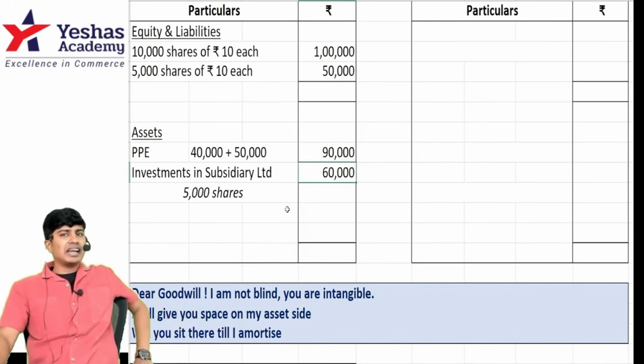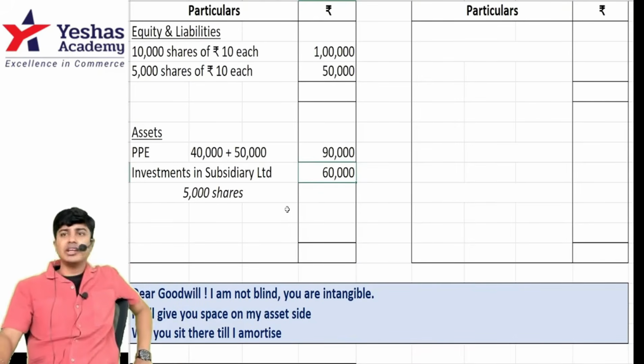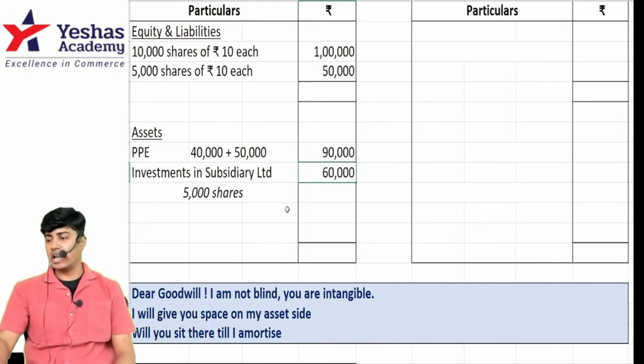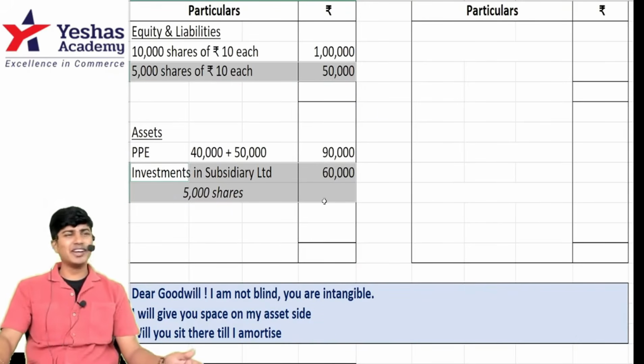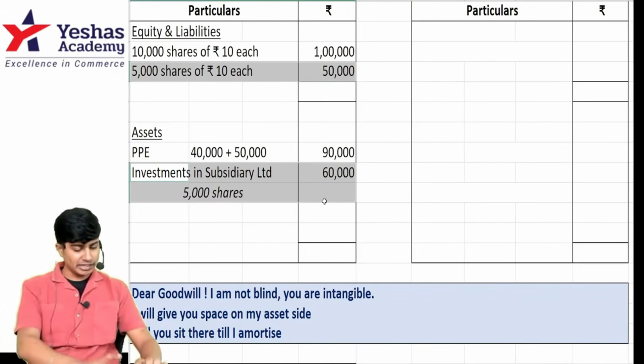Does it tally? 1 lakh plus 50, 1 lakh 50. 90 plus 60, 1 lakh 50. But I cannot write this as well as this. It is not nice. Why write the same thing two times? Shall I eliminate that?